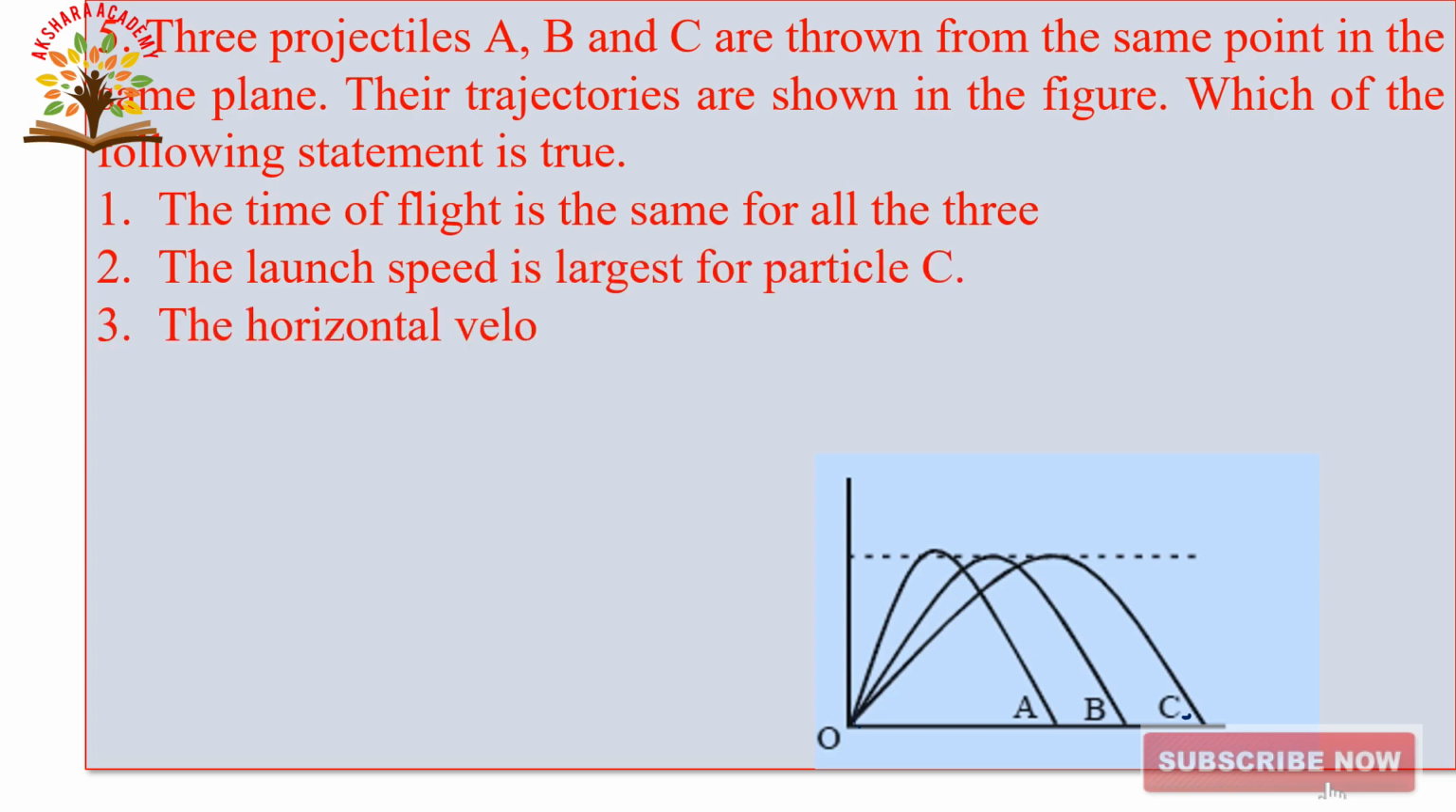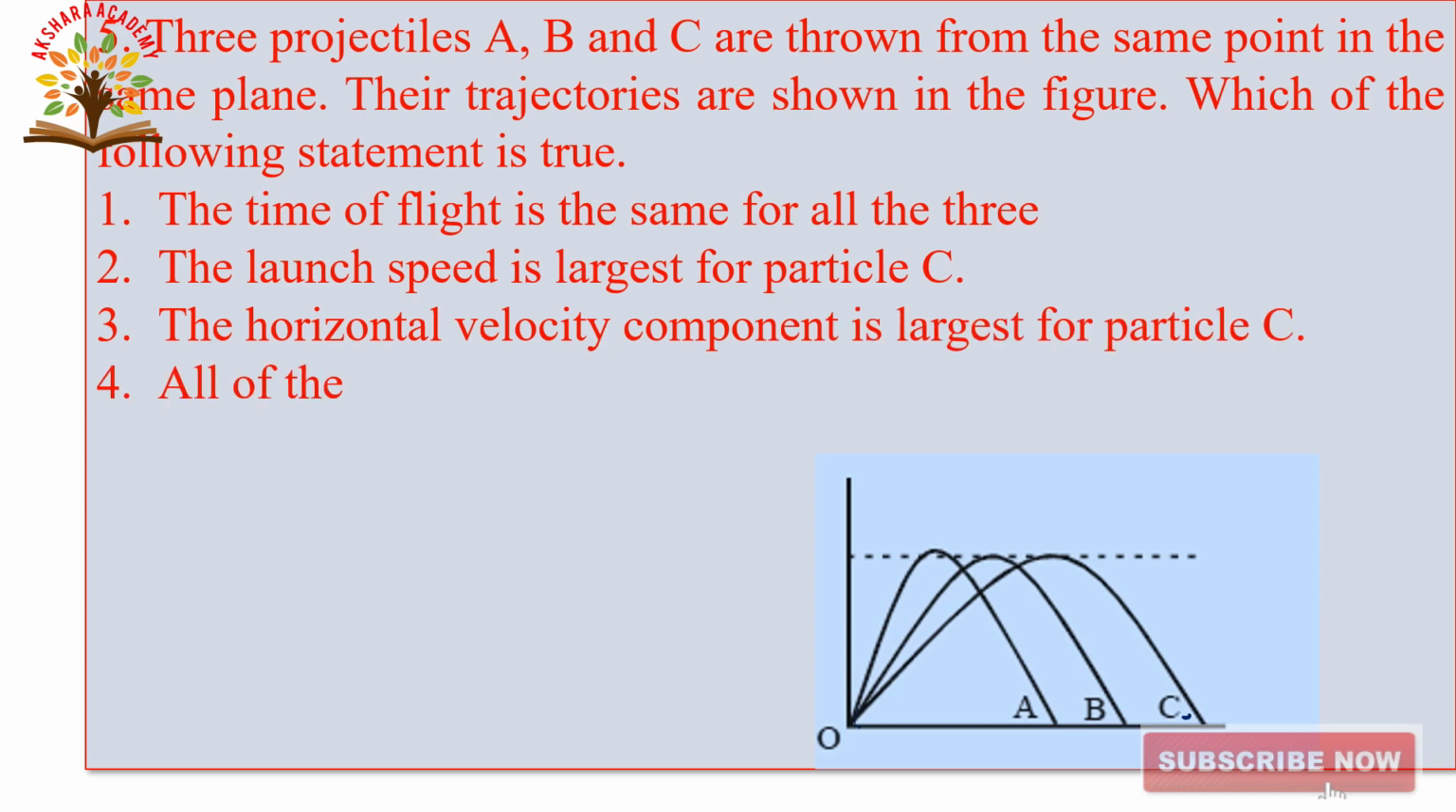First one is the time of flight is the same for all the three. The second one is the launch speed is largest for particle C. Third one is the horizontal velocity component is largest for particle C. The fourth one is all of the above. Okay, we'll discuss this solution. Now let us go to the solution.